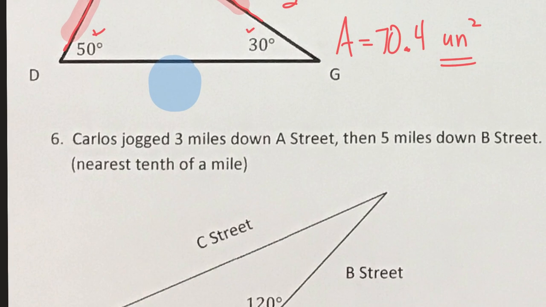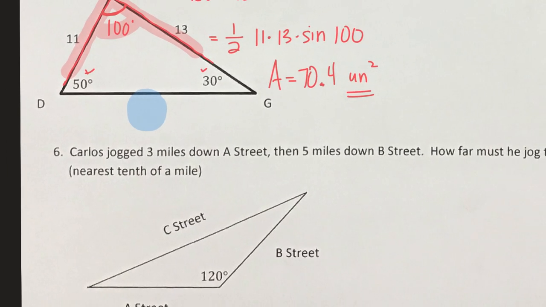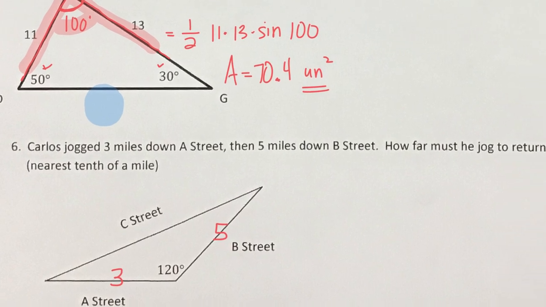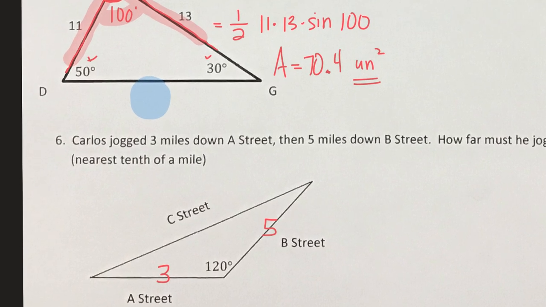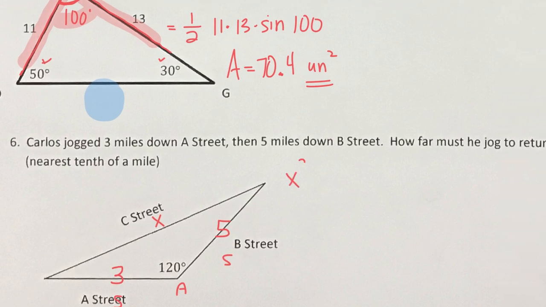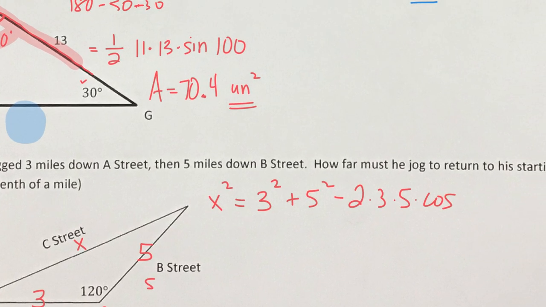And there you go. Okay, Carlos jogged 3 miles down A Street and 5 miles down B Street. How far must he jog to return to his starting point? So we're going to find this, right? We're finding the length of C Street that he jogged. Here we have a side and then an angle and a side, so we can solve this using the law of cosines. 3 squared plus 5 squared minus 2 times 3 times 5 times the cosine of 120.